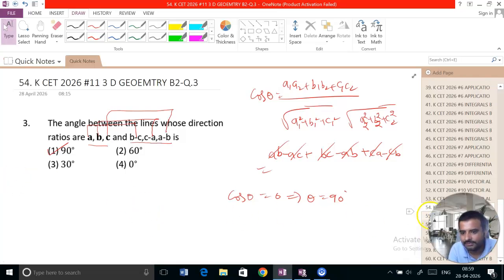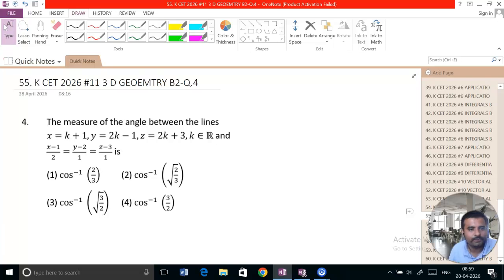Okay, so come to question number 4. That is one more question from three-dimensional geometry. The measure of the angle between the lines x is equal to k plus 1, y is equal to 2k minus 1, z is equal to 2k plus 1, k belongs to real numbers, and (x minus 1) by 2 is equal to (y minus 2) by 1 is equal to (z minus 3) by 1. Again, they gave the question on the angle between two lines, but this is in Cartesian form.